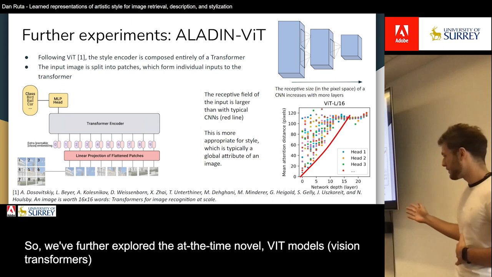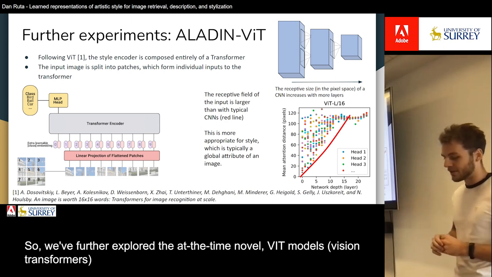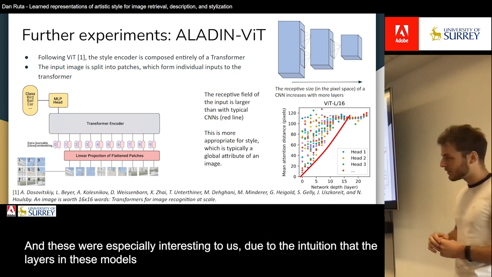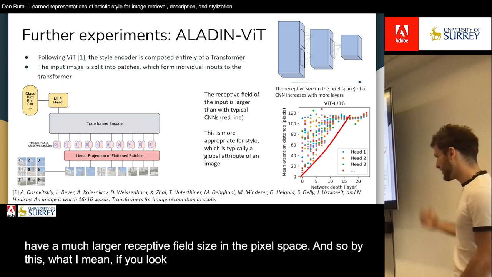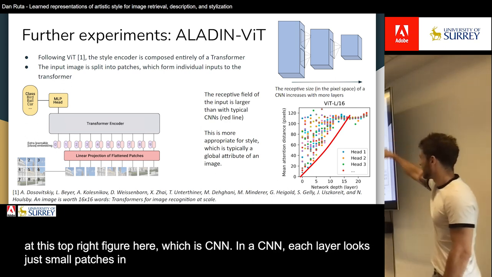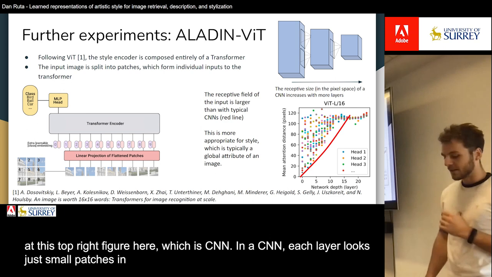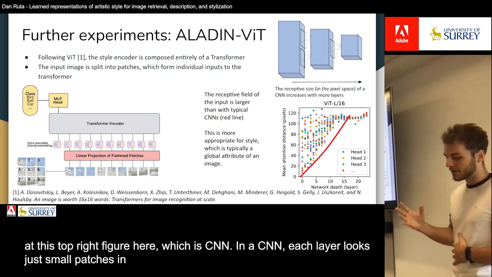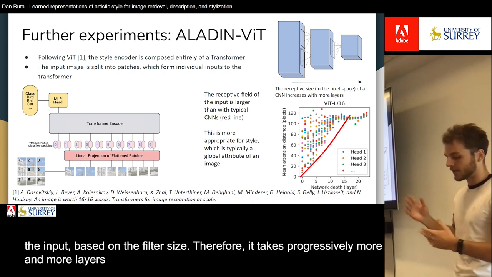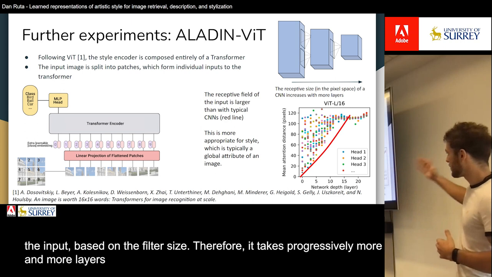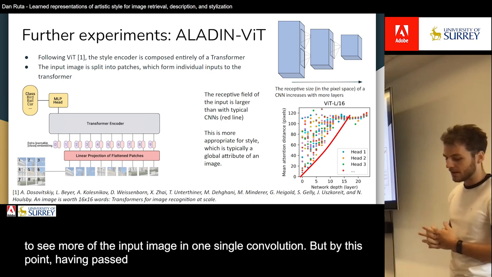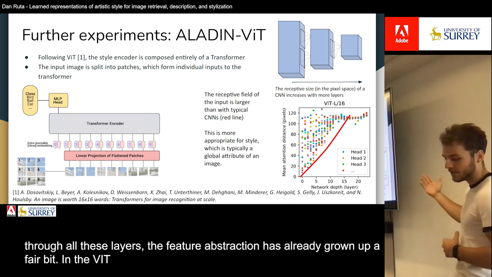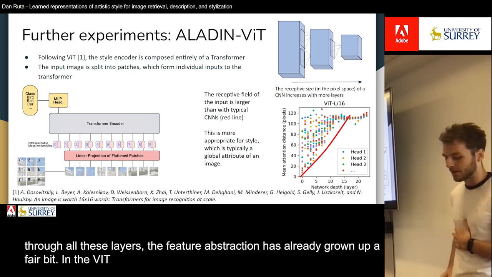So we further explored the, at the time, novel ViT models, so vision transformers. And these were especially interesting to us due to the intuition that the layers in these models had a much larger receptive field size in the pixel space. And by this, what I mean, if you look at this top right figure here, which is a CNN, in a CNN, each layer looks at just small patches in the input based on the filter size. Therefore, it takes progressively more and more layers to see more of the input image in one single convolution. But by this point, having passed through all these layers, the feature abstraction has already grown up a fair bit.